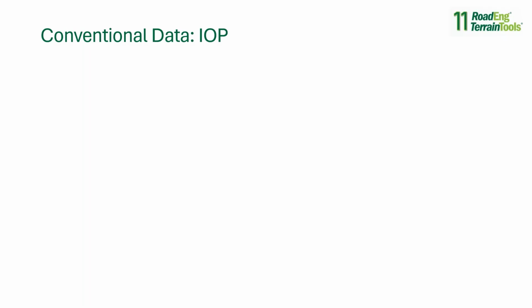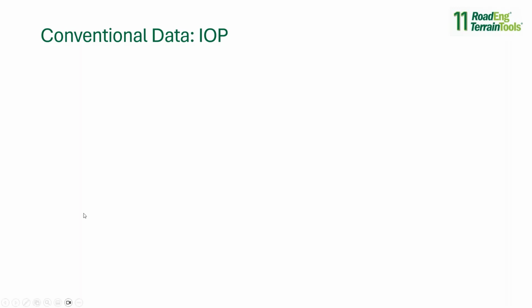Awesome, thanks, Matt. Our next data type that we're going to talk about creating a terrain model from is conventional data. So here I'm referring to total station, but this can be applied to other types of conventional data as well, whether you're working with, say, an RTK. Yes, so for conventional data, we have two big fundamental strategies that we want to encourage you to use when you're importing and working with it.